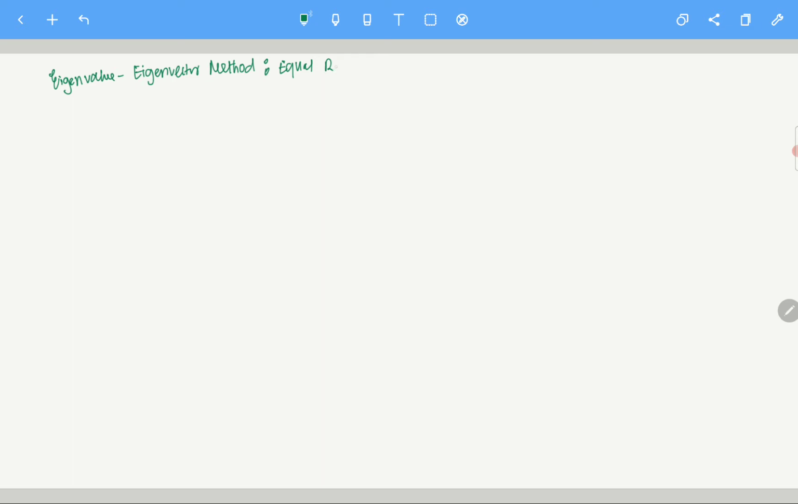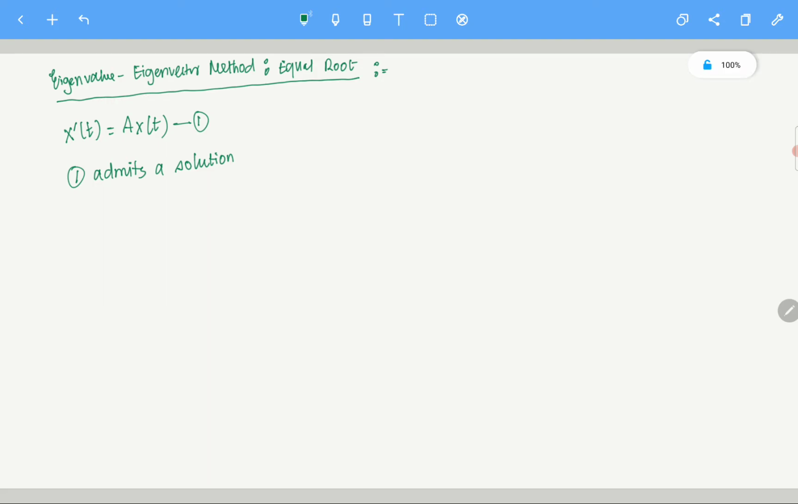Okay, so in the first case what we have seen is, let me recall the whole thing, that will be much better. So let us assume that we have this problem, x prime t equals A of x t, clear, and we have seen that it admits a solution. Do you think it has a unique solution? Of course not. It will have infinitely many solutions because of the linearity and homogeneity.